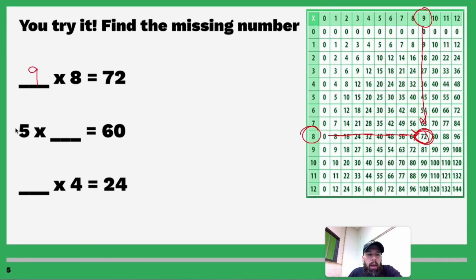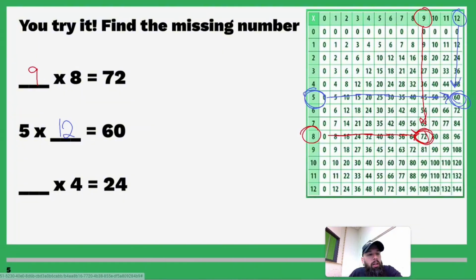All right, let's do it again. 5 times what is 60? So here's 5. Pick 5 on one of them. You're going to go all the way over until you hit 60, right at the very end there. And that happens to match up with 12. So 12 times 5 is 60.